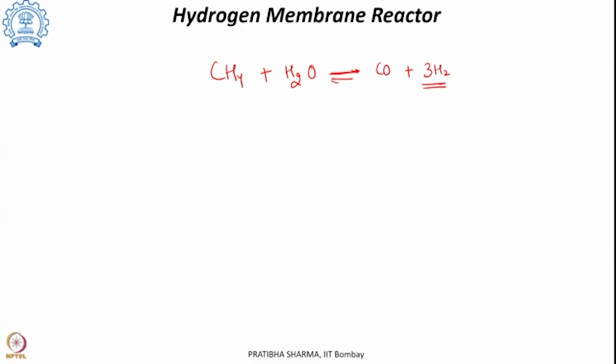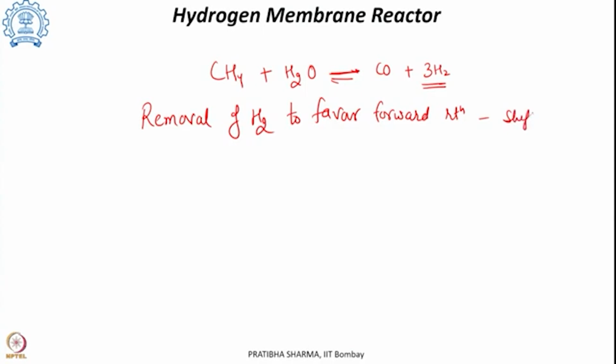Now, this removal of hydrogen to favor the forward reaction, or to take care of the chemical equilibrium related limitation, is a shift effect. So, that shifts the chemical equilibrium in the forward direction.